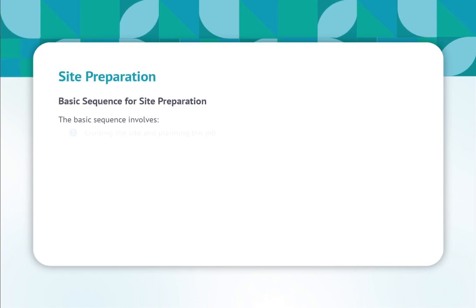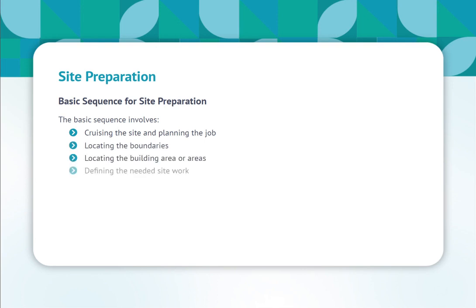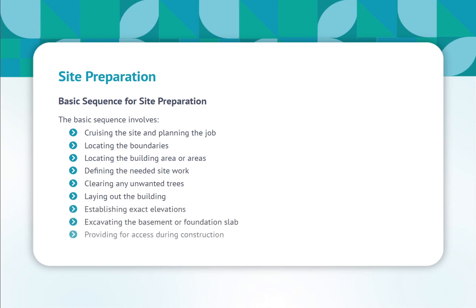Basic sequence for site preparation. The basic sequence involves cruising the site and planning the job, locating the boundaries, locating the building area or areas, defining the needed site work, clearing any unwanted trees, laying out the building, establishing exact elevations, excavating the basement or foundation slab, providing for access during construction, starting the delivery of materials to the site.